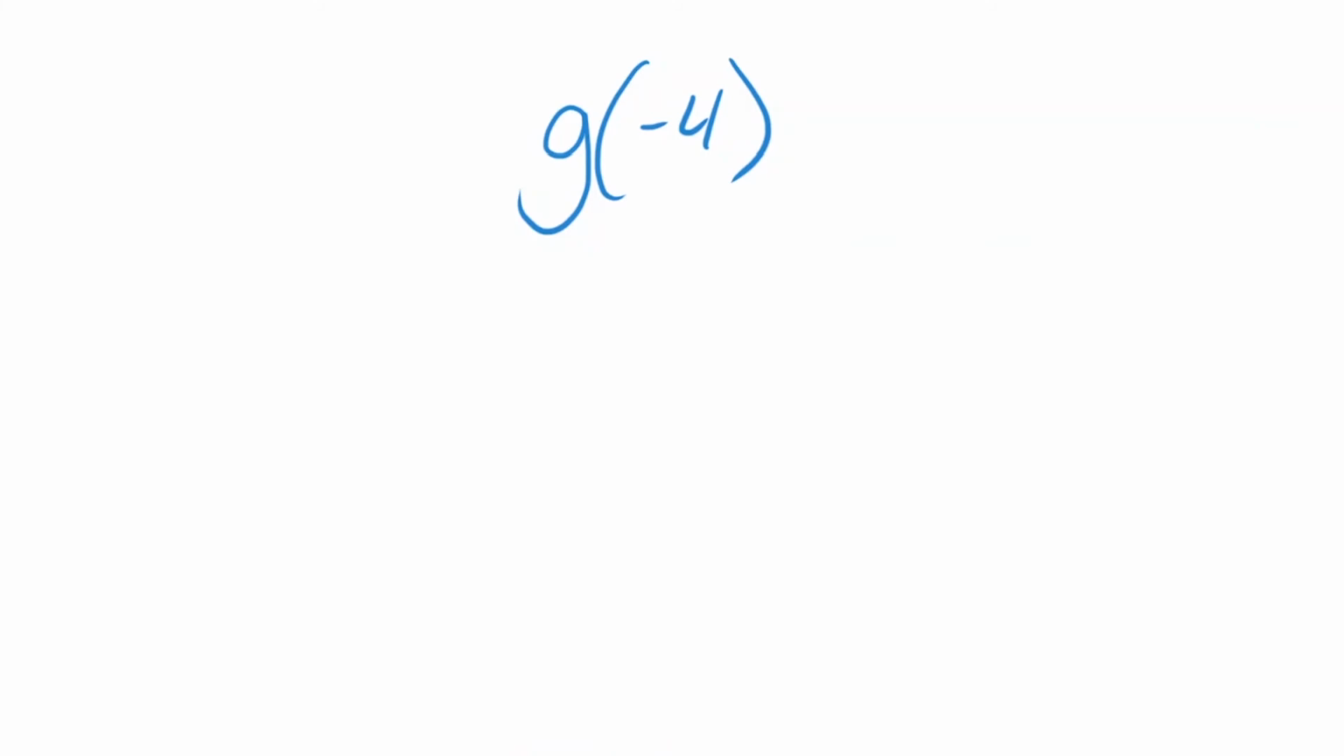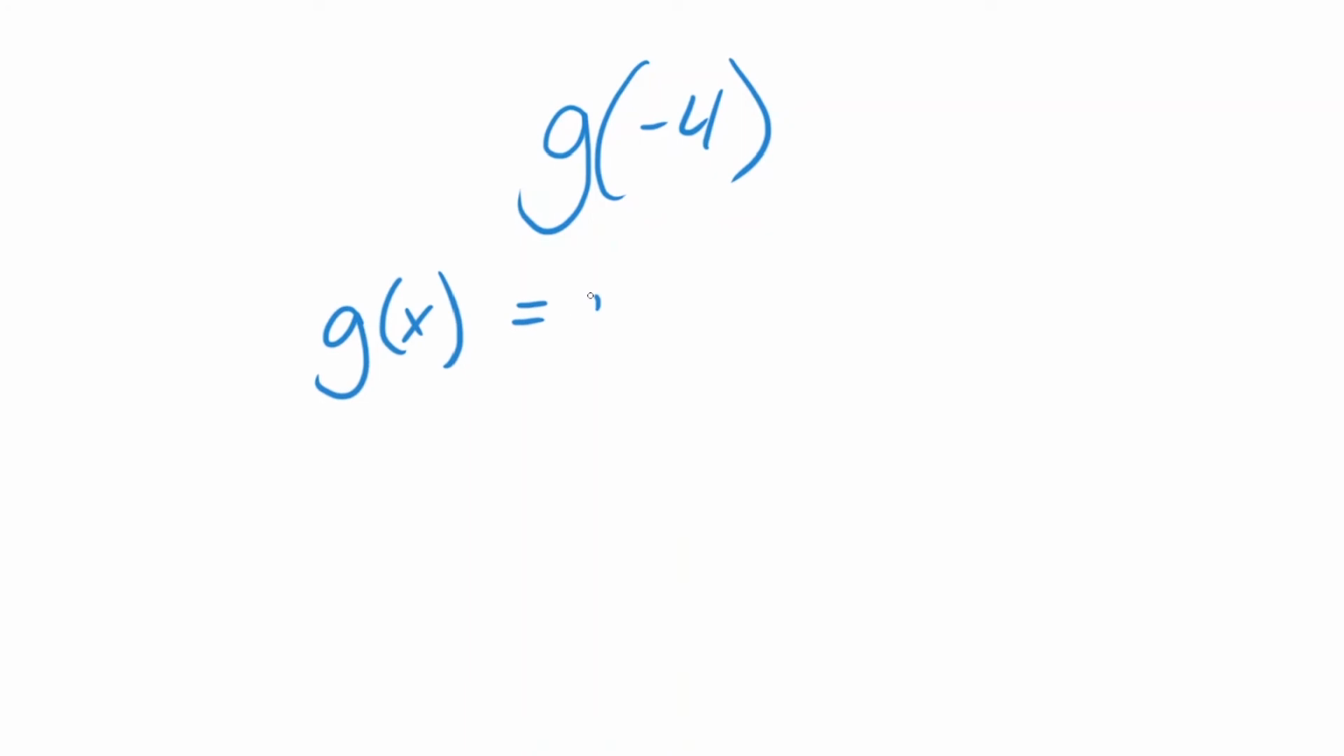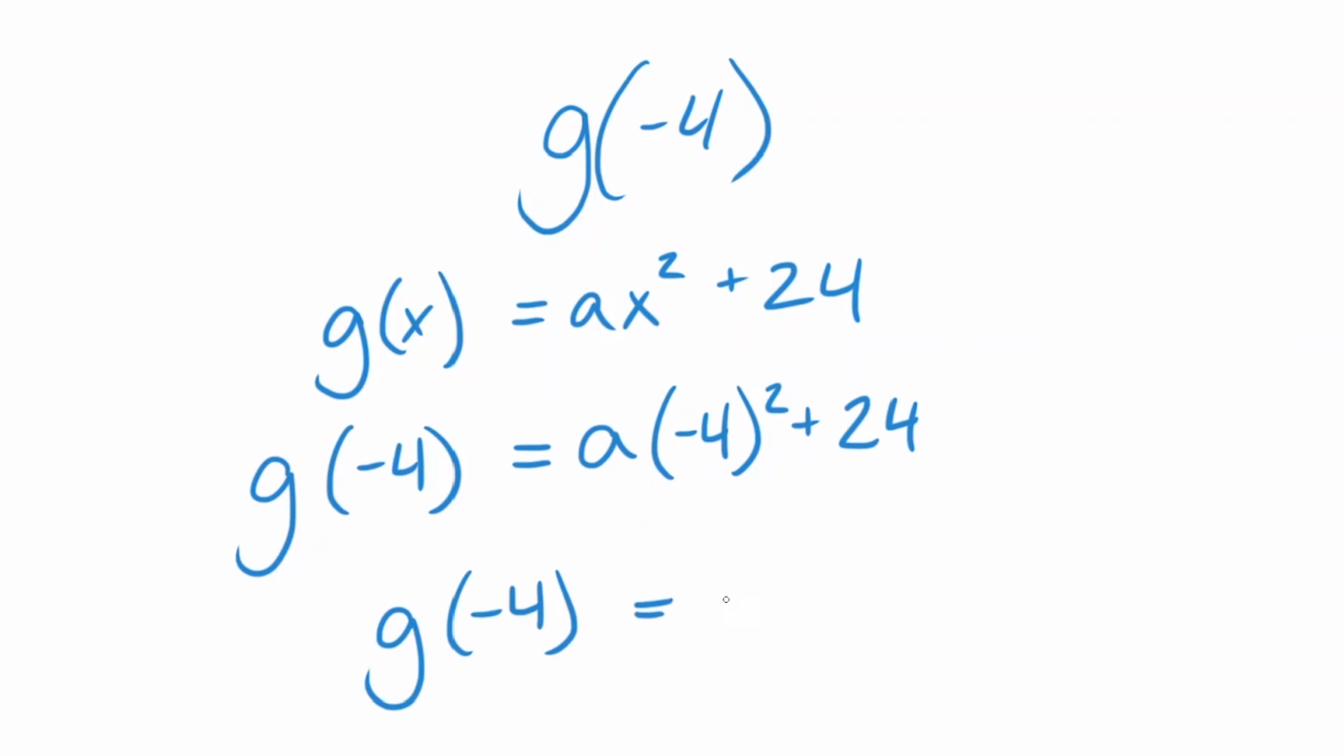First things first, what does g(-4) even mean? By itself, nothing actually. A statement like this is usually connected to an equation, since the number in the parentheses is what we would replace x with. In this problem, the equation that g(-4) is connected to is g(x) equals ax squared plus 24. So g(-4) actually means a(-4) squared plus 24. Therefore, the goal with this kind of problem is to end up with g(-4) equaling a number.